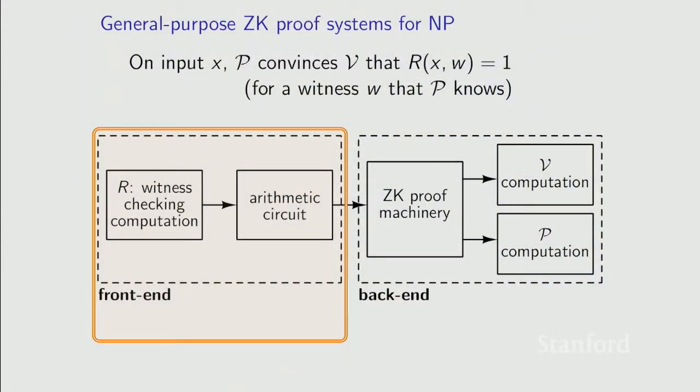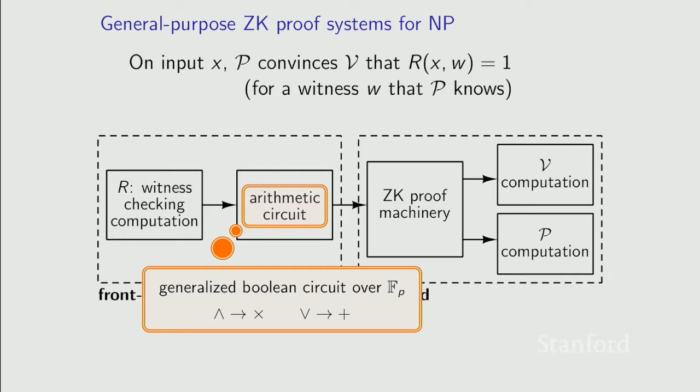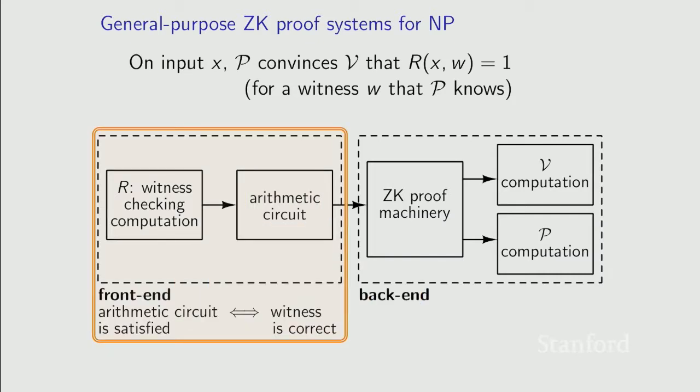And at a very high level, these systems all operate by turning the witness checking computation into two different computations. One that's the verifier's job, and one that's the prover's job. So we can think of this as happening in two stages, which we'll call the front end and the back end. Now, in the front end, we convert the witness checking computation into an arithmetic circuit, which is to say a generalized Boolean circuit, where we can think of AND gates as becoming multiplication and OR gates as becoming addition. And the front end constructs this arithmetic circuit such that its satisfiability is tantamount to the correct execution of the witness checking computation.